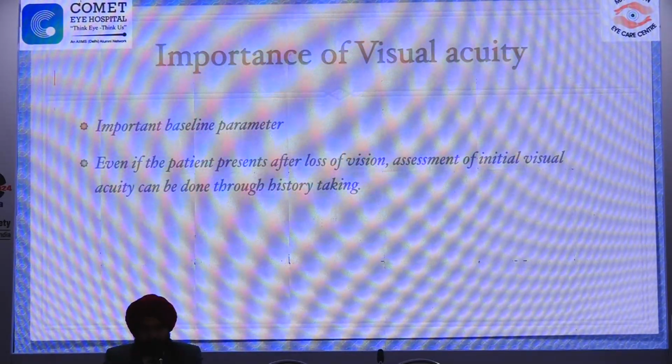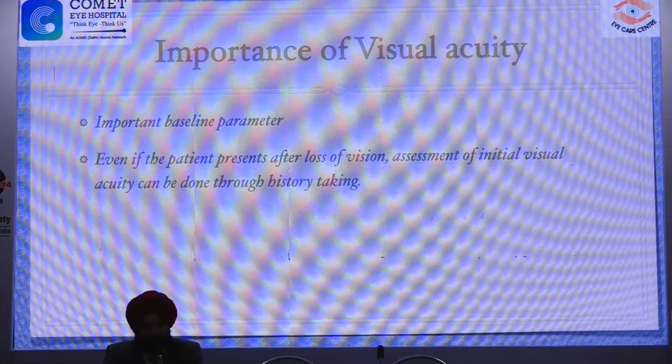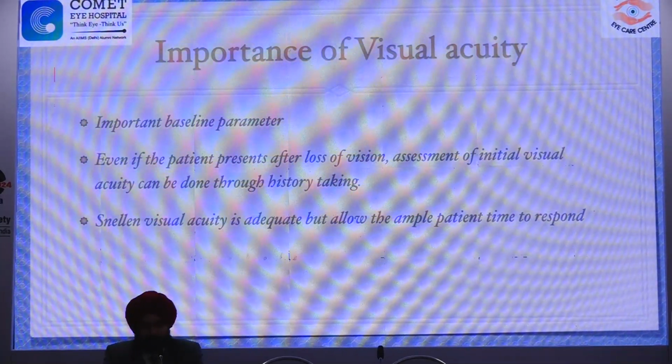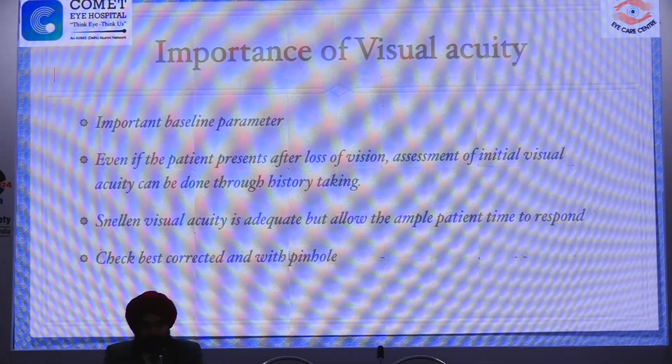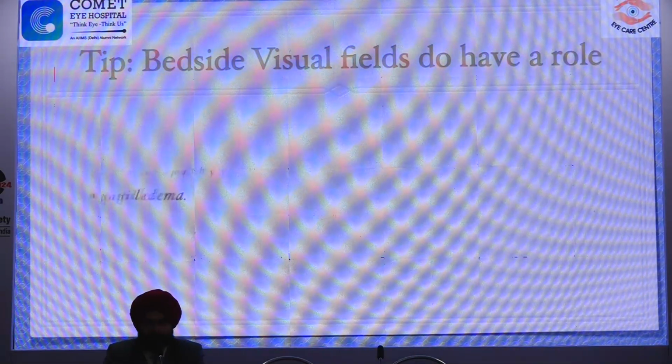Now, it is very important to have the baseline visual acuity, because even if the patient has lost vision, we should know how the vision was, and it can help us find out the cause of the disease sometimes. Snellen's acuity is adequate. You don't need ETDRS always, but check the best corrected visual acuity with the refractive error and the pinhole. Also check the near visual acuity, because it is sometimes lost early in neuro-ophthalmic disorders.